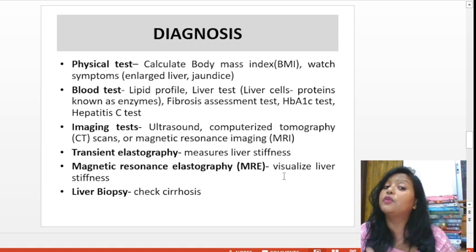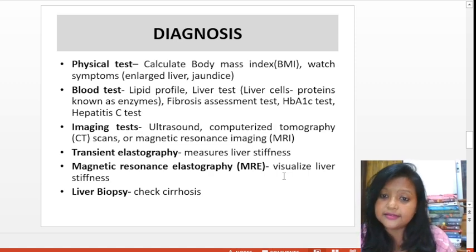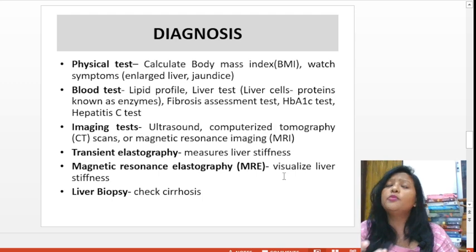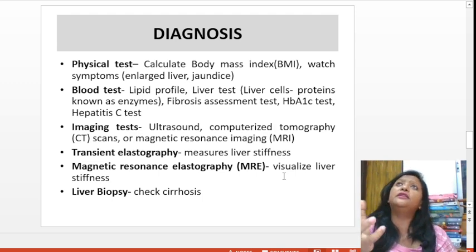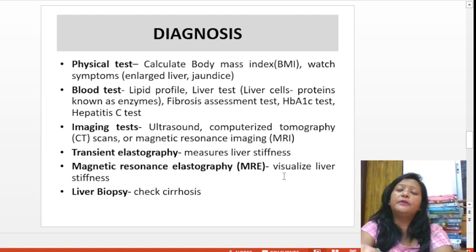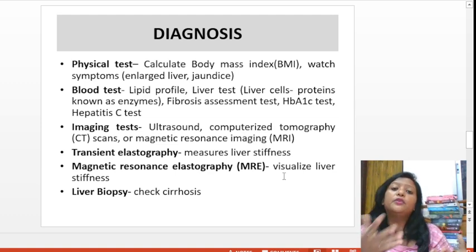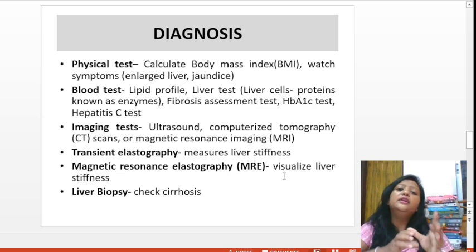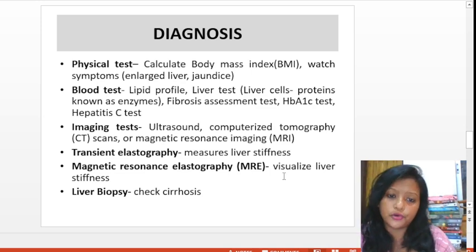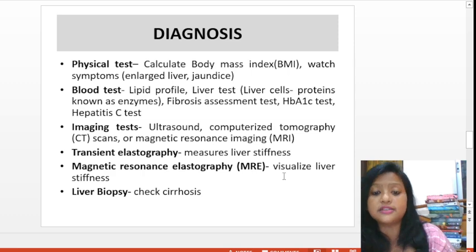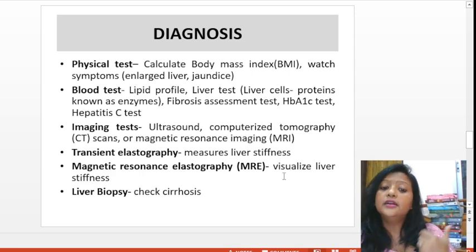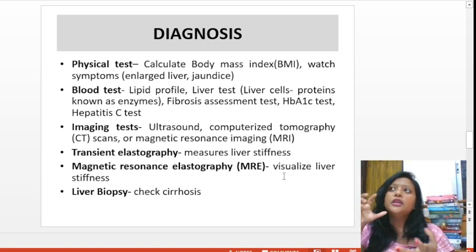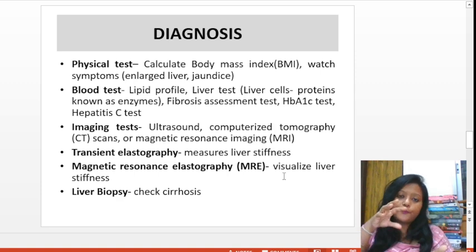Also, they will go for the HbA1c test. You might have seen in a lipid profile, when you go for it, they check your bilirubin, they check LDL, HDL, your cholesterol levels. Then these things will say whether your liver is in proper condition or not. There are also some imaging tests like ultrasound, CT scans and also MRI. These are all imaging tests which will show you if your liver is proper or not.